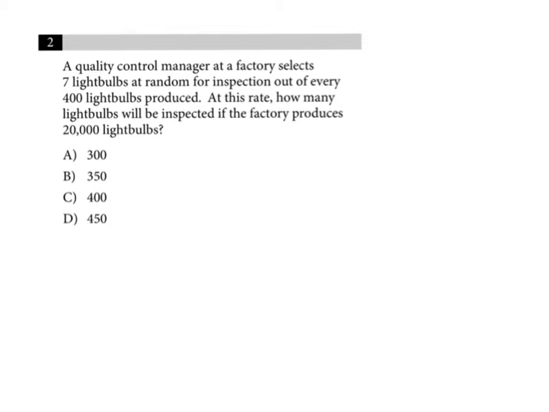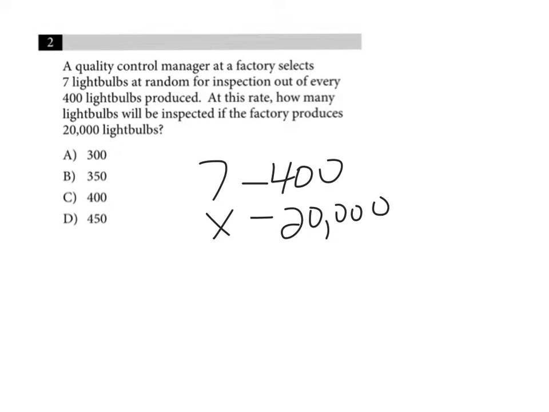Problem number 1, a quality control manager at a factory selects 7 light bulbs at random for inspection out of every 400 light bulbs produced. At this rate, how many light bulbs will be inspected if the factory produces 20,000? Basically, all you need to do here is set up a proportion. 7 light bulbs for every 400 produced equals how many light bulbs, x, over 20,000 light bulbs produced.